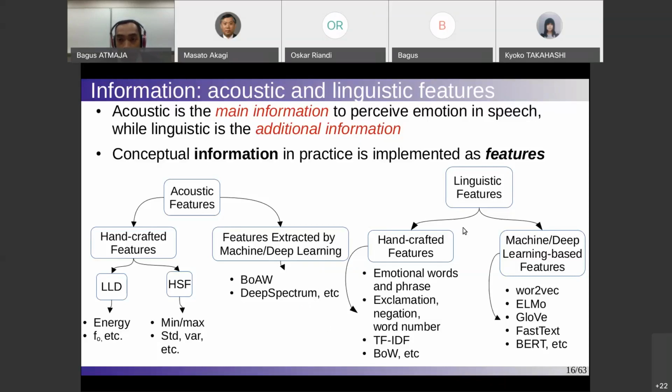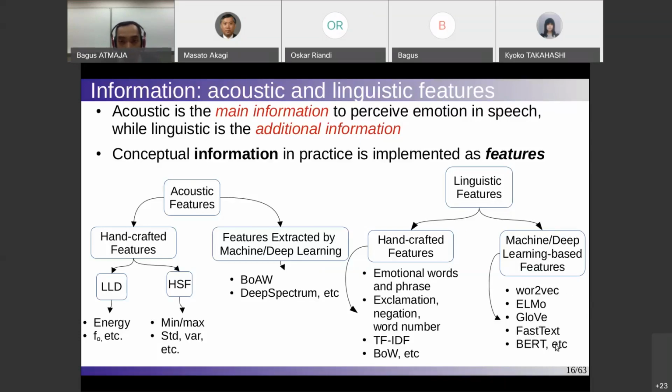And in linguistic features, it is similar. We divide it into two groups. The first is handcrafted features, including the number of words, exclamation, negation, word number, term frequency, and others. And also using deep learning models, where we apply a model to a dataset, for example Wikipedia or web crawl. For example, in this case, word2vec, ELMo, GloVe, fastText, BERT, and others.